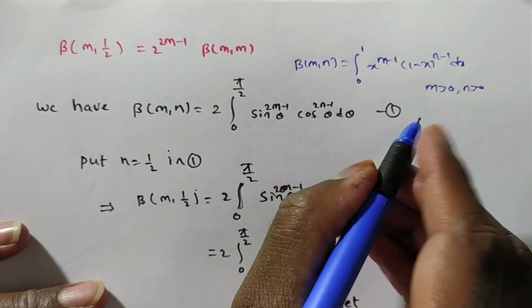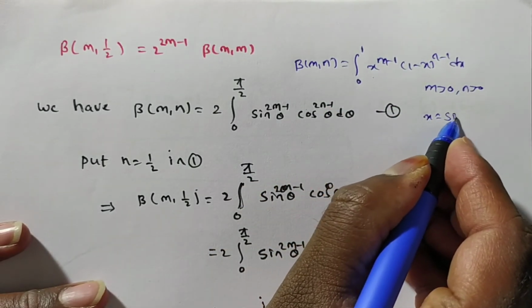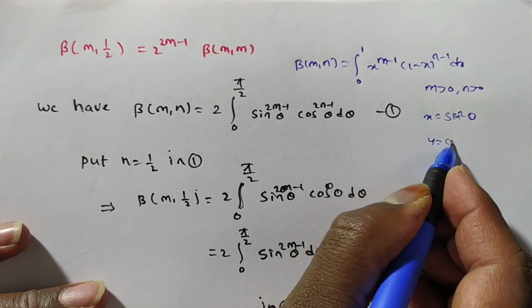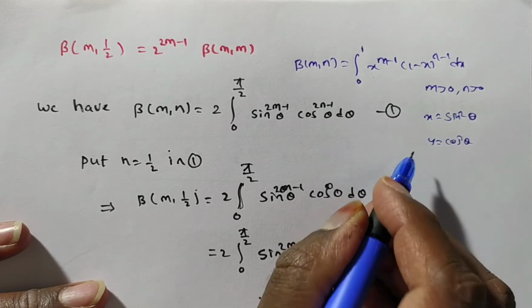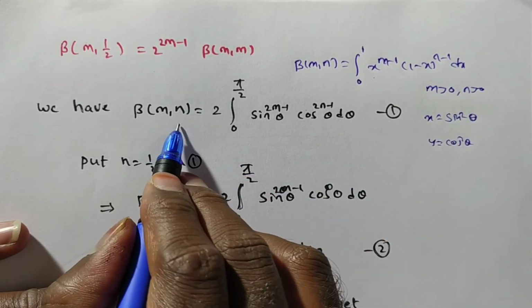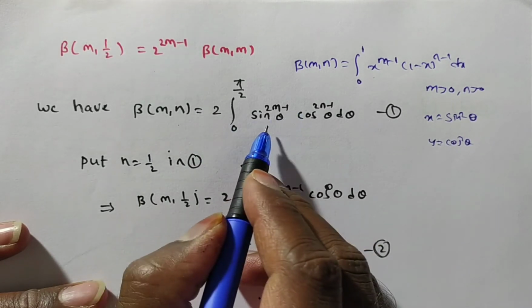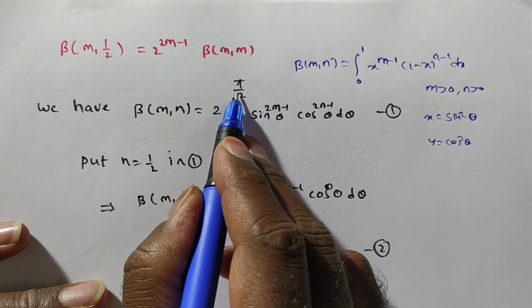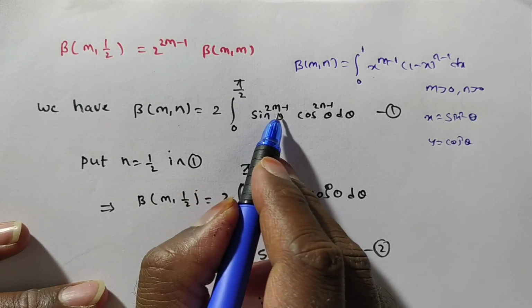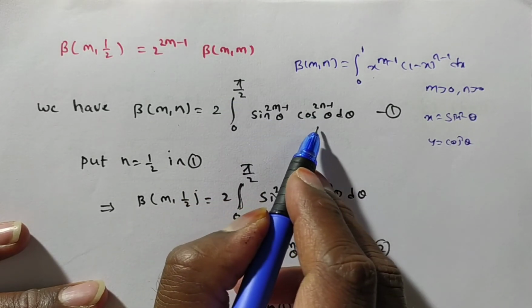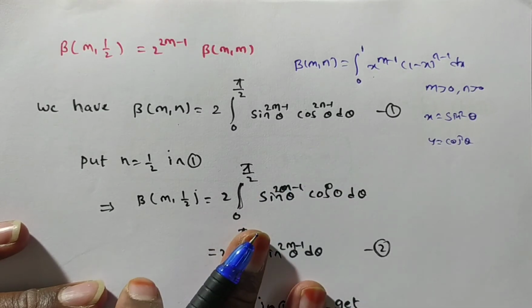So if you put x is equal to sine square theta and y is equal to cos square theta, then you will have beta of m comma n in terms of the trigonometric functions: 2 times the integral 0 to pi by 2 sine to the power of 2m minus 1 theta cos to the power of 2n minus 1 theta d theta. Okay, is it clear for everyone?